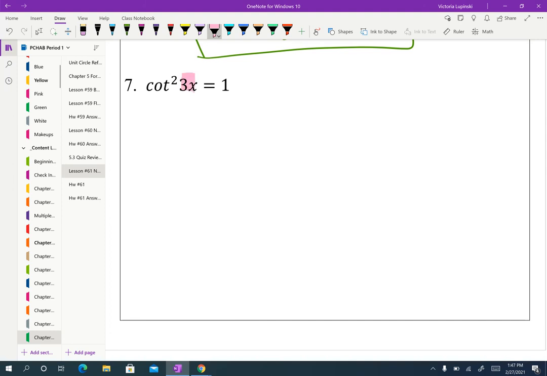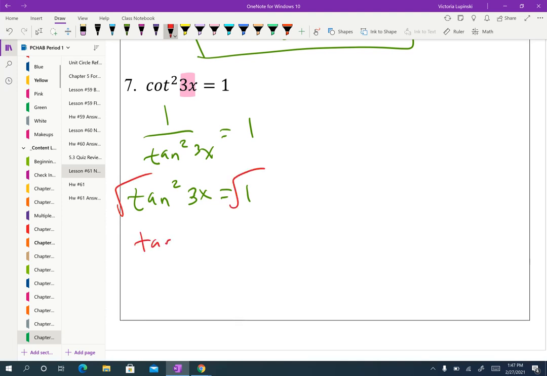So again, let's go ahead and focus in on where the multiple angle is. That would be the 3x. Cotangents are okay, but we're bigger fans of tangents. So this is really 1 over tangent squared of 3x equals 1. And then I'm going to flip both sides. So tangent squared of 3x, if you flip the left side, and then if you flip the right side, you happen to just get 1 again. So now to get rid of the squared, you're going to take the square root. Don't forget when you take the square root, you have to do plus or minus. So we're down to the tangent of 3x equals plus or minus 1.